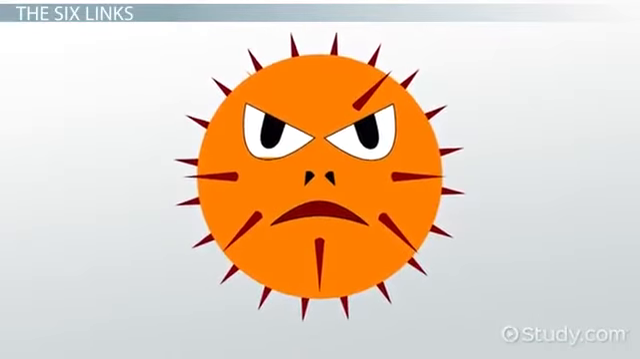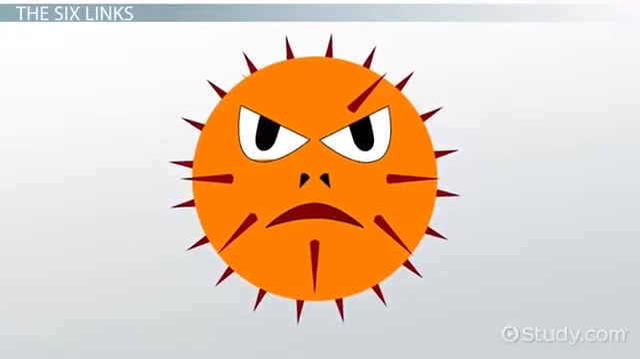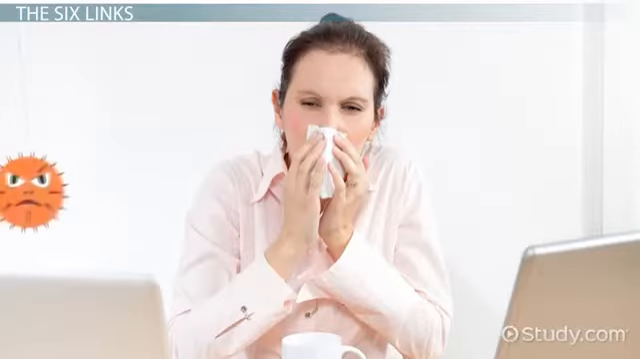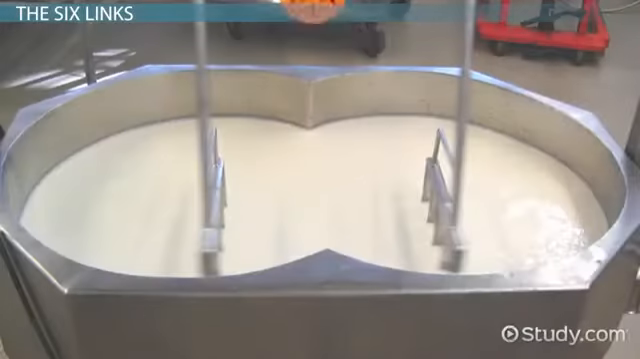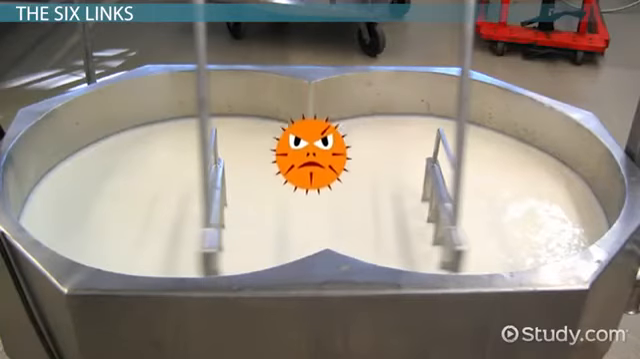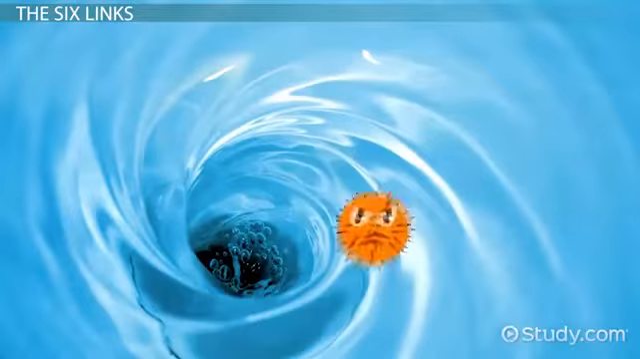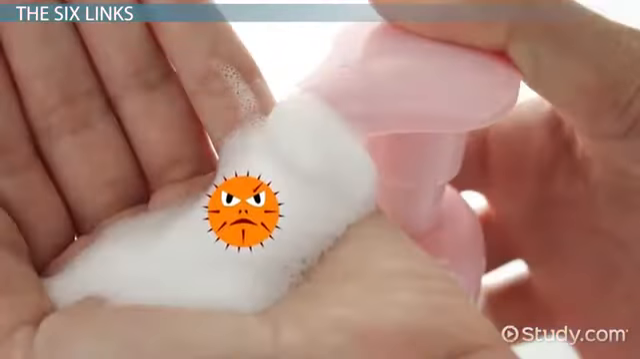The first link is the pathogen itself. This is the disease-causing organism. For many illnesses and diseases, this is a virus or bacterium. In order to break this link, various methods can be used, including the pasteurization of milk, the chlorination of drinking water, or the use of disinfectants.